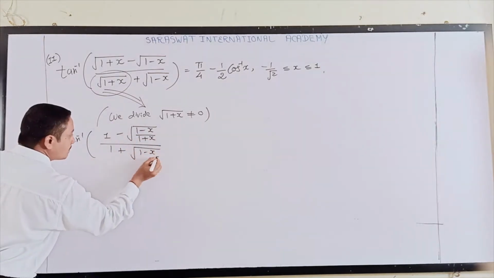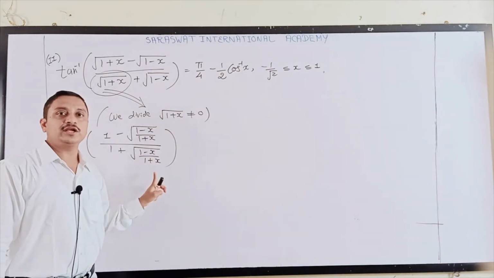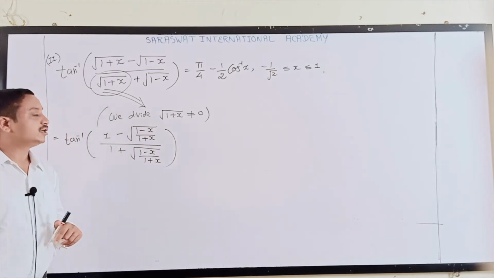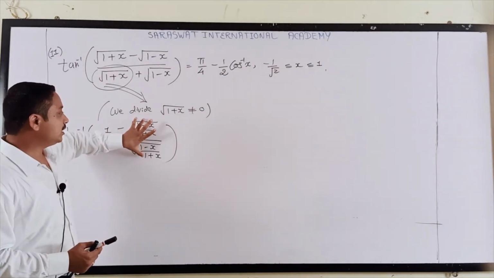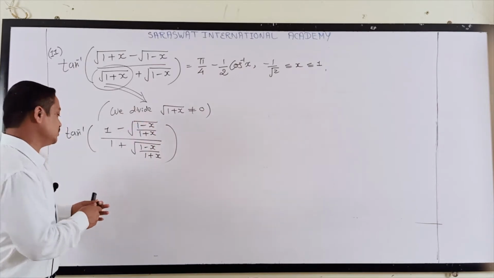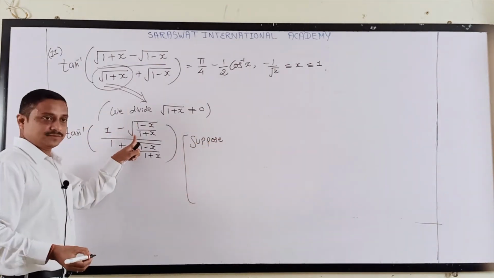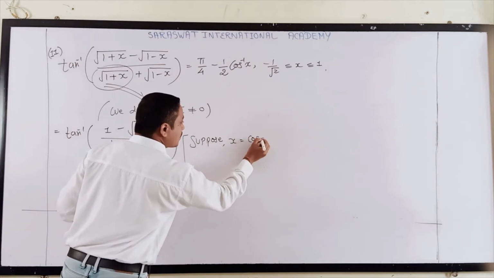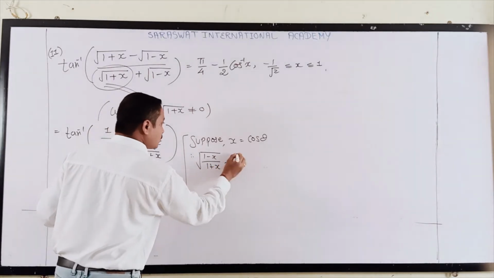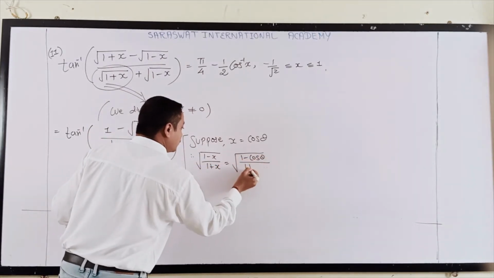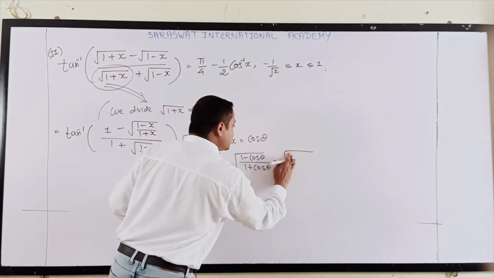Similarly, 1. That's it. Now I convert this value anyhow into a tan function. So we convert it into tan. In this terms, I suppose x is equal to cos theta. So what is the value of 1 minus x over 1 plus x? 1 minus cos theta by 1 plus cos theta. And that, I know, is tan square theta by 2.